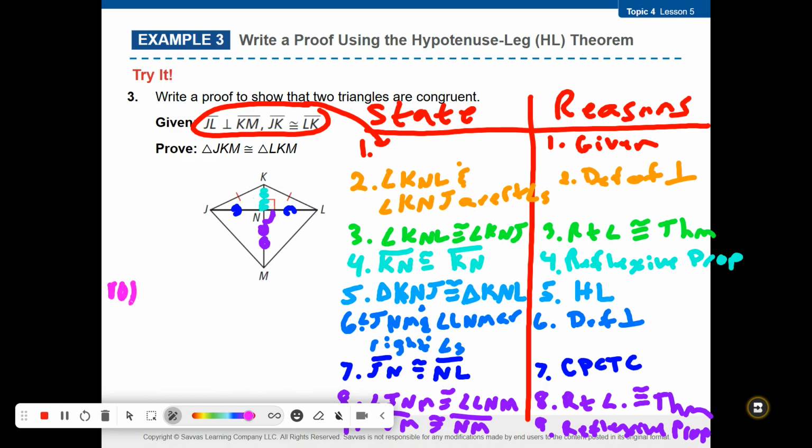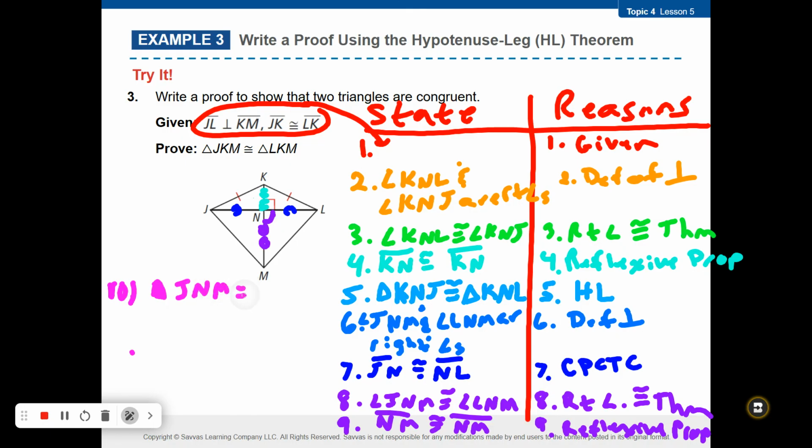Okay, so now we're going to do step 10. This is a lot longer than I had expected also. Triangle JNM is congruent to triangle LNM by side angle side. Whew, this is a lot, isn't it?